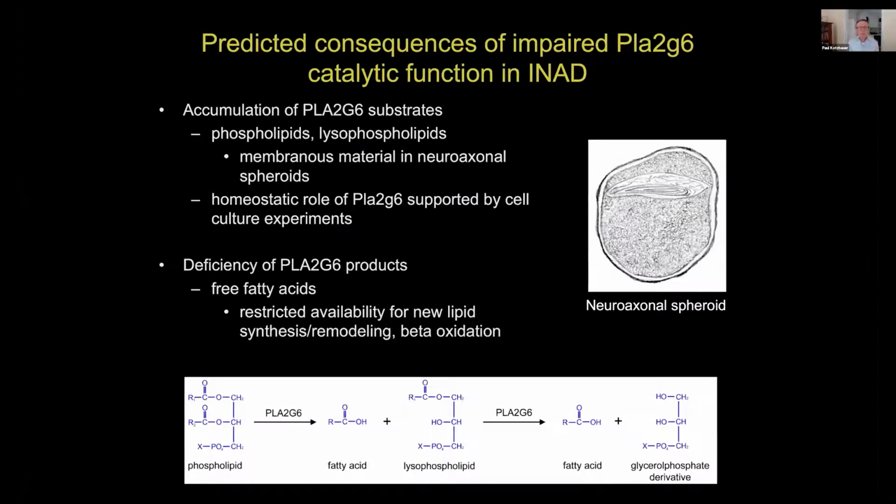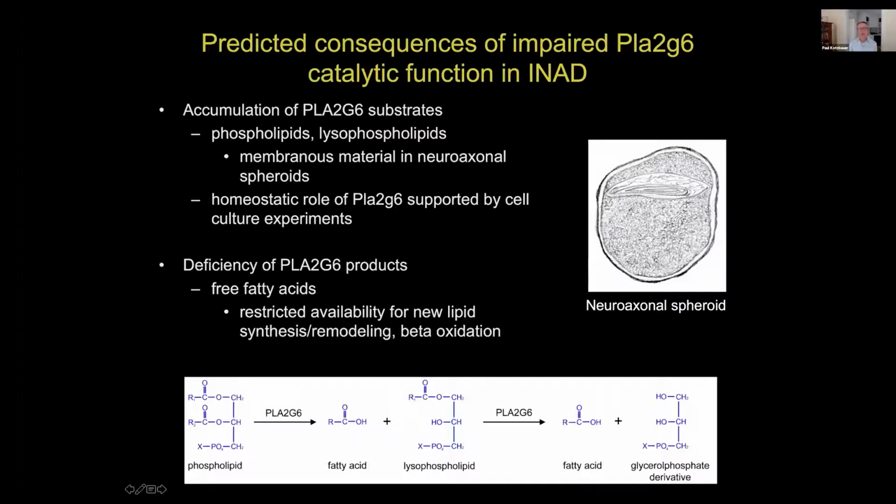When we think about what's happening in the disease, in terms of specific molecular consequences of impaired PLA2G6 enzyme function, we think in some simple ways that this is an enzyme that normally converts lipids to fatty acids. And so predicted consequences would be substrate accumulation, so phospholipids and lysophospholipids, which appear to be the primary component of the neuroaxonal spheroids that we see.